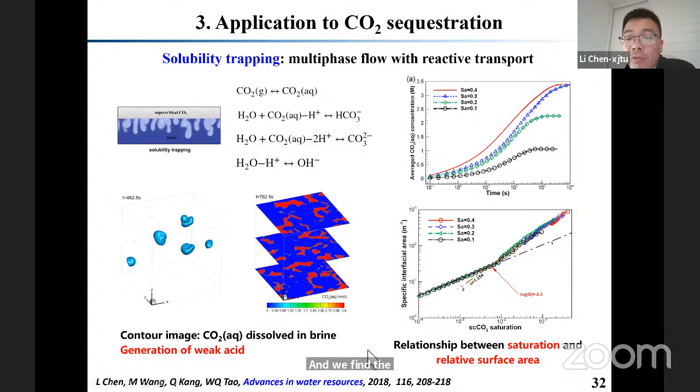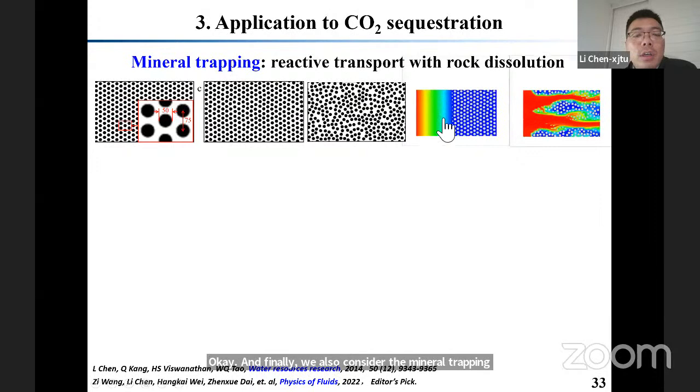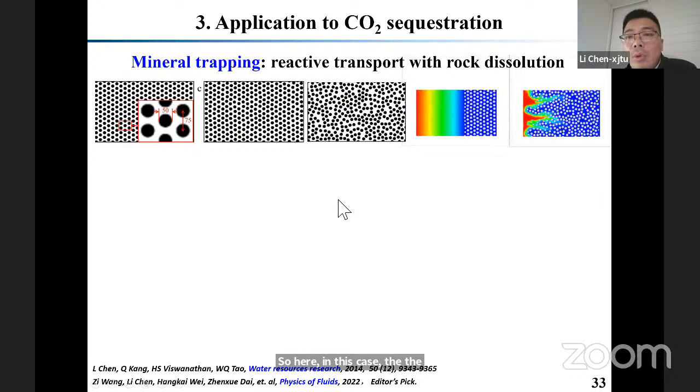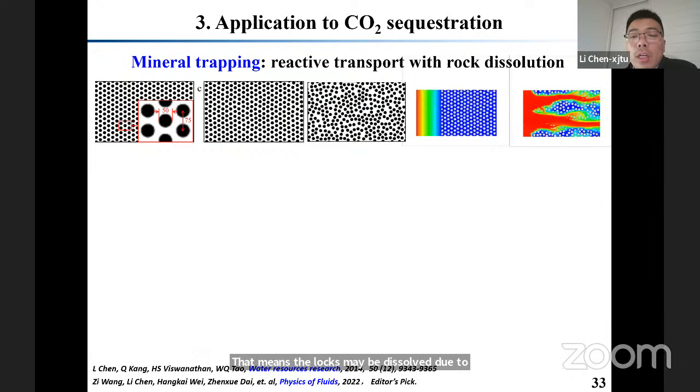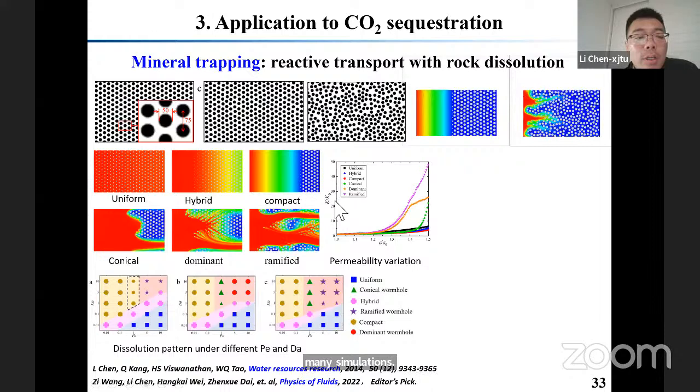Okay. And finally, we also consider the mineral trapping mechanisms. So in this case, the solid part will be dissolved. For example, here you can find that the solid particles are dissolved. That means the rocks may be dissolved due to the reactions between the carbon dioxide, the brine, and the rocks. Okay, so we performed many simulations at different Peclet numbers and Damkohler numbers and in different structures with different degrees of disorder, and we find different dissolution patterns, for example, uniform, hybrid, compact, conical, and dominant dissolution patterns. And we also obtain the following dissolution patterns at different Da and Pe numbers.